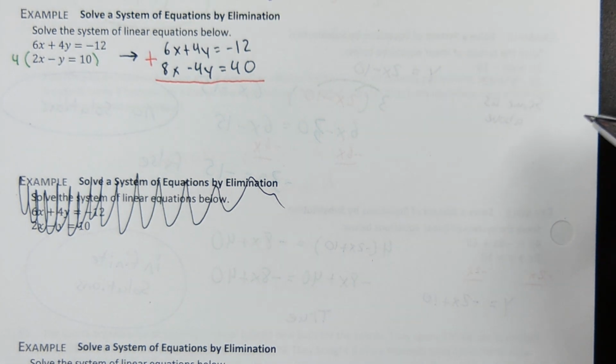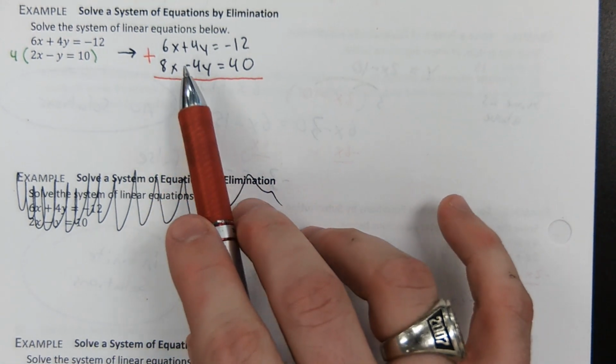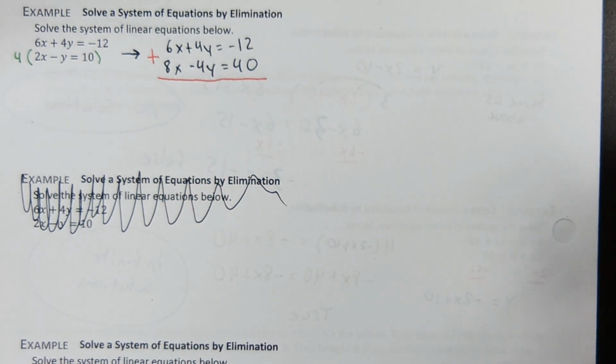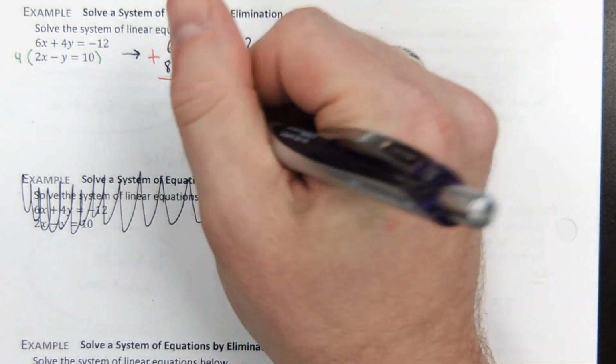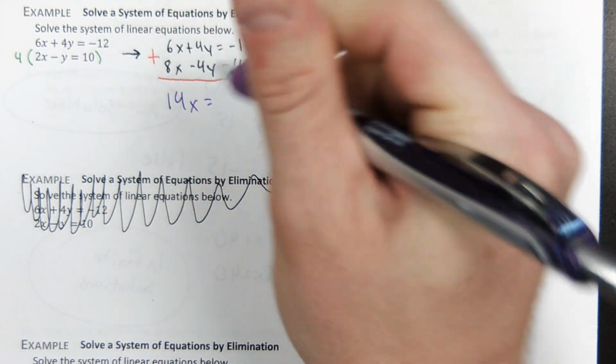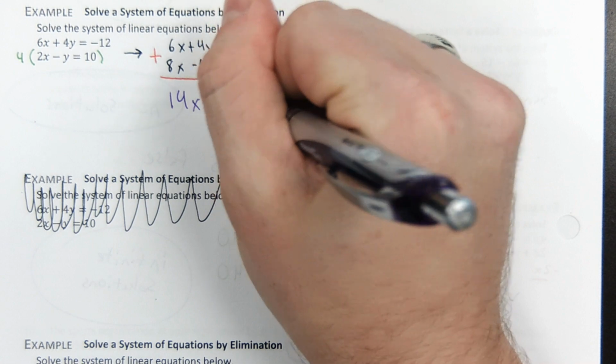Devil's advocate. What if I had tried to do subtraction? You would have said 4 minus negative 4, which would have forced you to think 4 plus 4, which isn't 0. You needed 0. 6 plus 8 is 14 of these x's. Negative 12 plus 40 is positive 28.